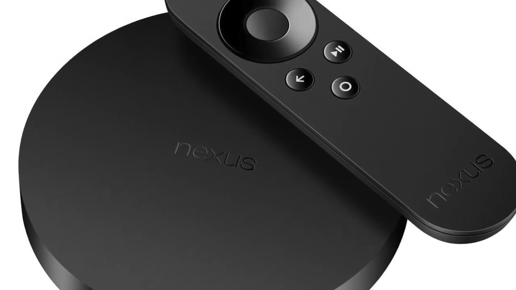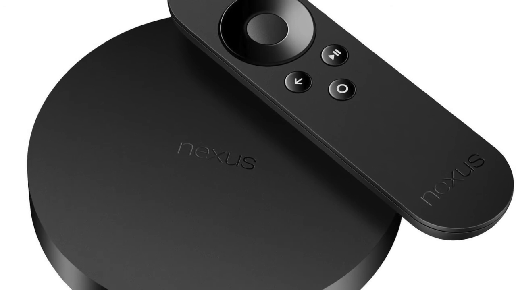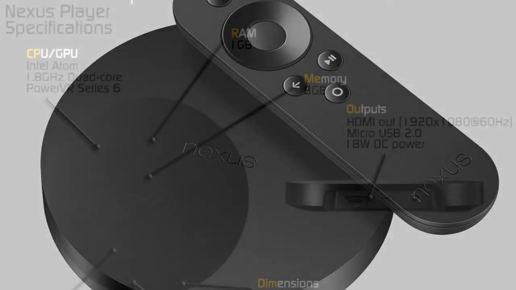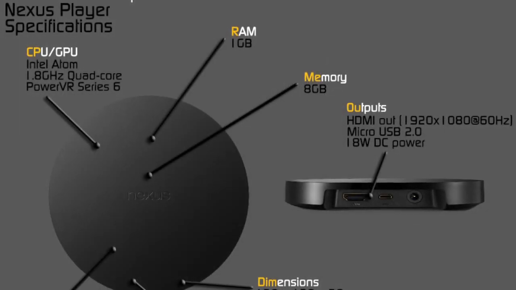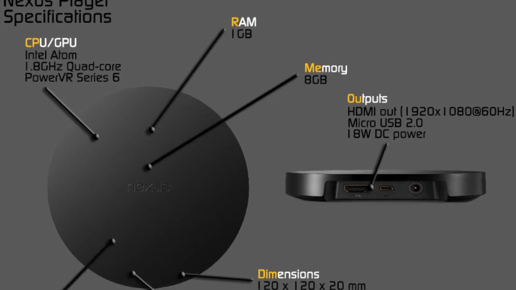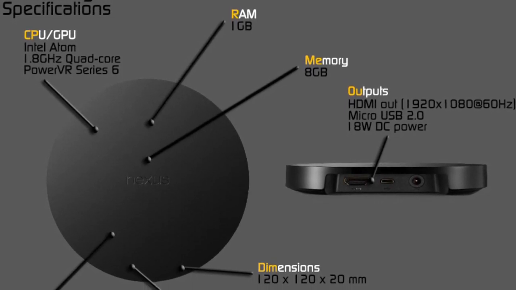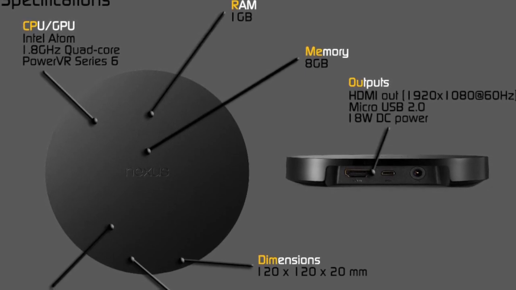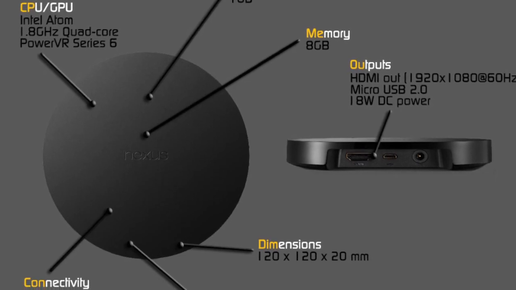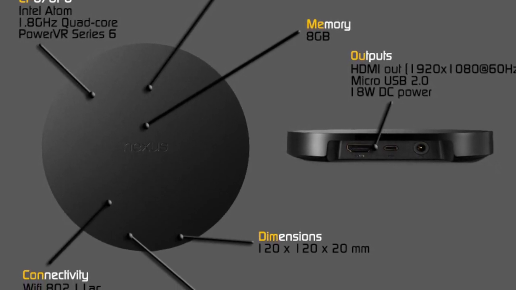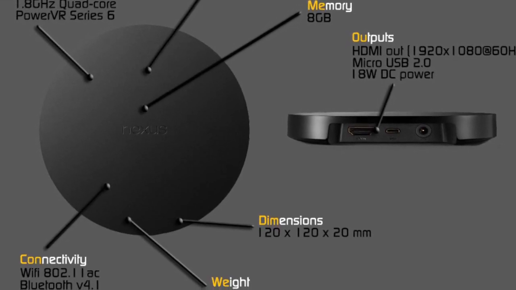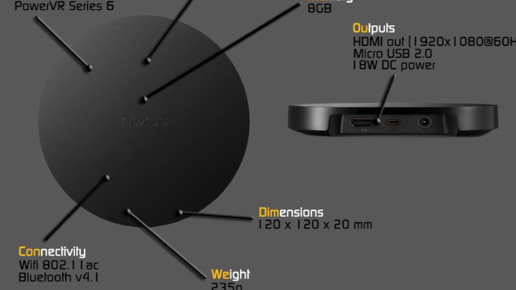It's a Google player made by Asus, and I was able to buy a refurbished one for like $50, $60. And you have Asus behind it. This one has a 1.8 GHz quad core, so it's pretty powerful stuff. It's got 1 gig of RAM, 8 gigabytes of memory, and your output, you have your HDMI, of course, and a micro USB, and your power. The dimensions, to me, it's as big as a little teacup saucer. For connectivity, you have Wi-Fi, and it also has Bluetooth 4.1.